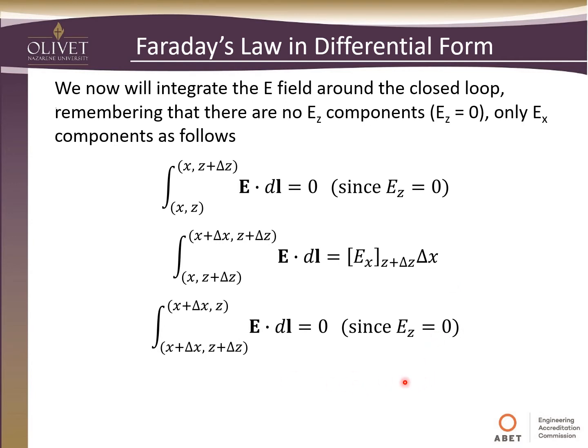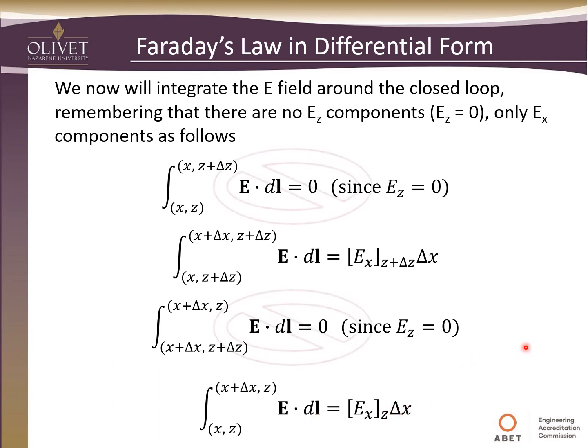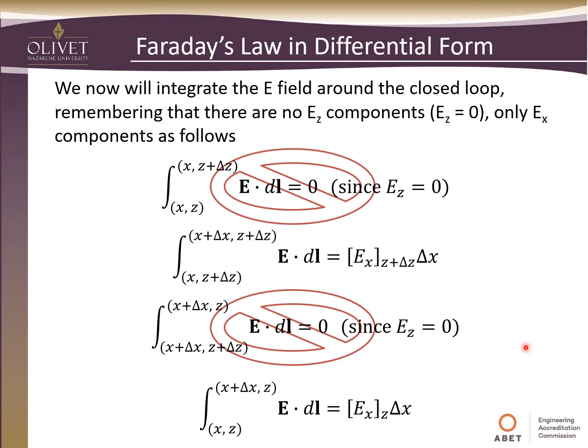Again, if we come across the bottom, it's the same thing. Our x stays constant and our z is moving, so that part of the path is moving in the z direction, but remember we said there is no z component, so again this one equals 0 by definition. Finally, if we come up on the left side, we have the same thing as before: our Ex evaluated at z, because z is constant, and again it's going a length of delta x. Conveniently, the first and third terms go to 0 by definition because they're moving in the z direction, so we're only left with the x components.